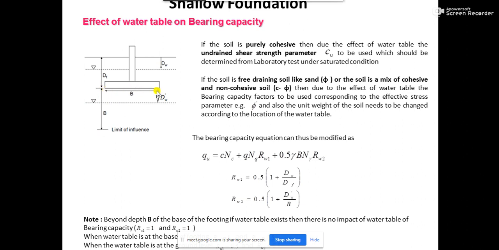So you understand now, if the depth of the footing is Df, that means the depth from the ground level to the base of the footing, then from the base of the footing, from this point, the limit of influence will be up to a depth of B. And what is this B? B is nothing but the width of the footing. Okay.